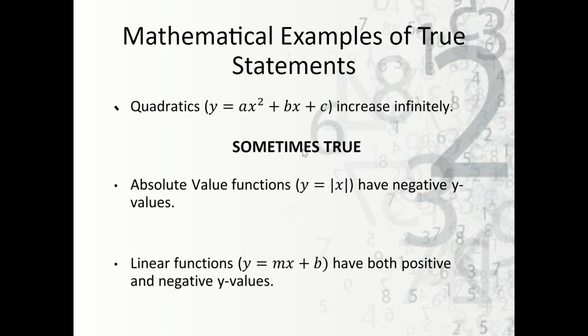Now, absolute value functions have negative y values. Well, remember, absolute values form the V. And remember, if we have an absolute value, it can't go below the y-axis. So it can't have negative y values. So this is never true. And linear functions have both positive and negative y values, meaning that it's going to cross the x-axis. Well, we know that anytime we have a line, it's always going to cross the x-axis, so therefore that is always true.